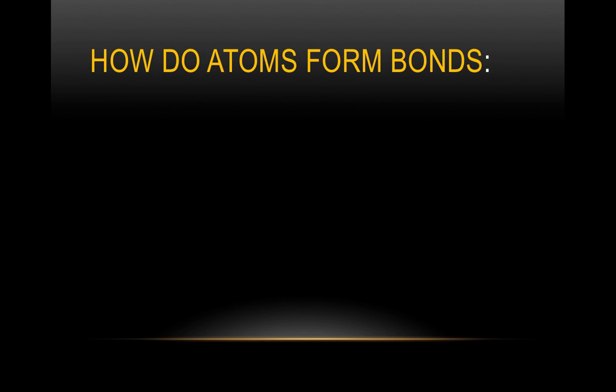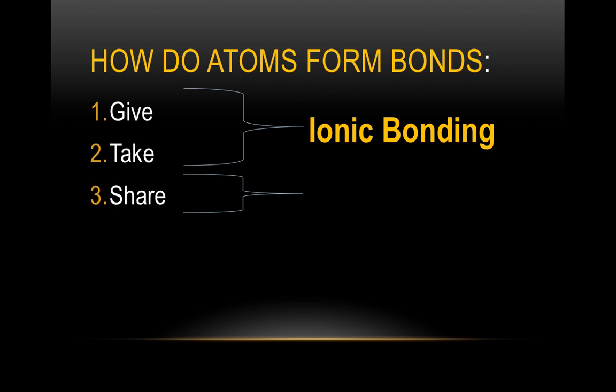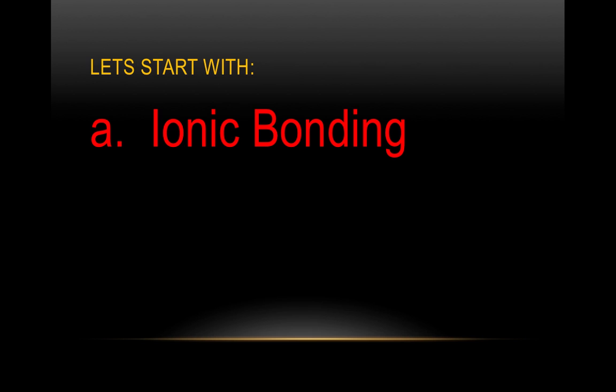So how do atoms form bonds? Well, they do it in 3 ways. They give, take, and share just their outer electrons. That's why that outermost shell is super important. Now, when they give and take, we call that ionic bonding, and when they share, we call that covalent bonding. Tonight, we're going to be talking about ionic bonding, so go ahead and write A, ionic bonding.